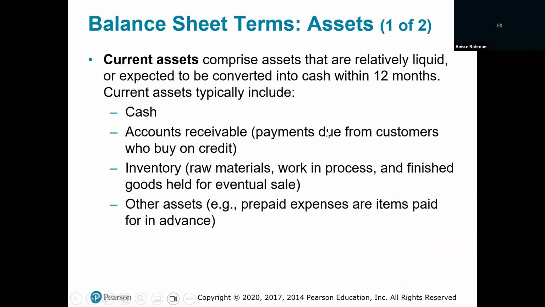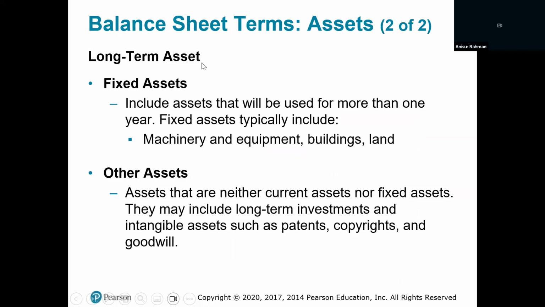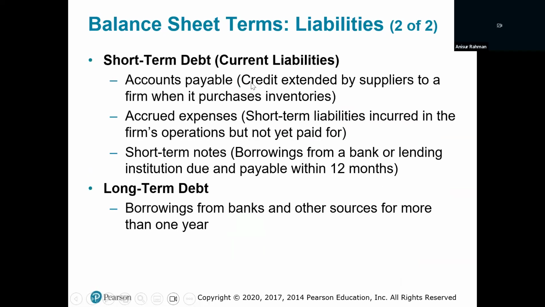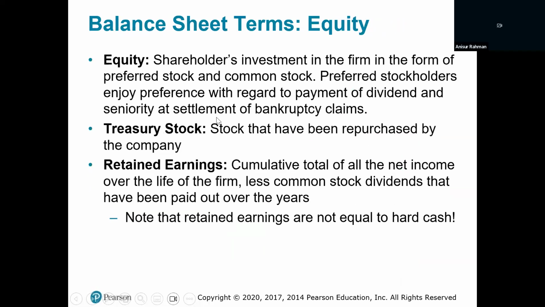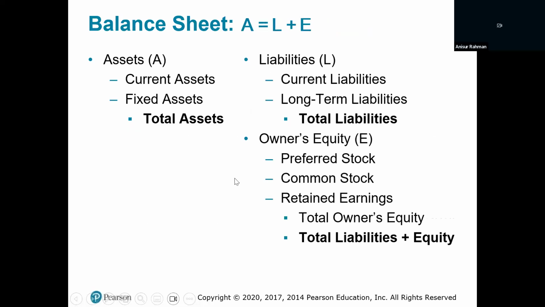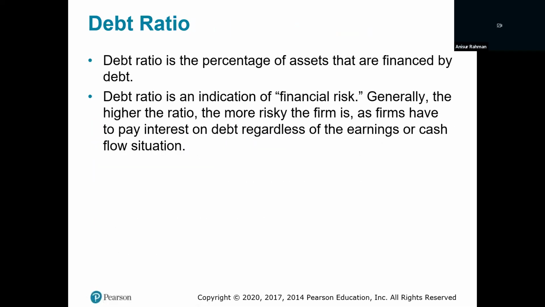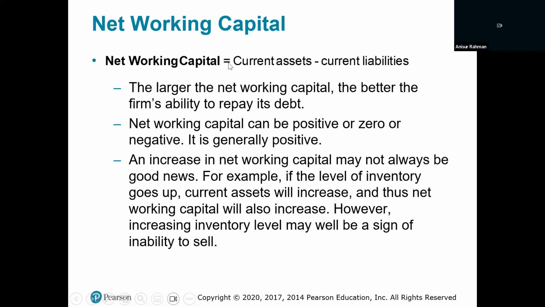So the definition of current assets, and each of these different types of current assets. Similarly, long-term assets, short-term debt, long-term debt, equity. What is retained earnings? What is the debt ratio? What does it indicate or measure? For example, debt ratio measures financial risk. What is net working capital? Current assets minus current liabilities.